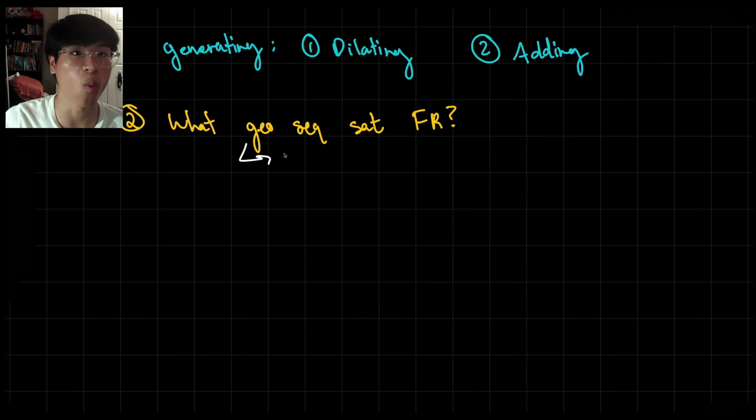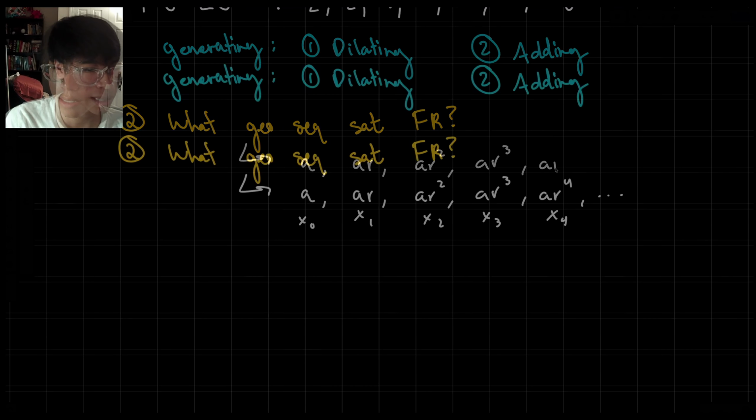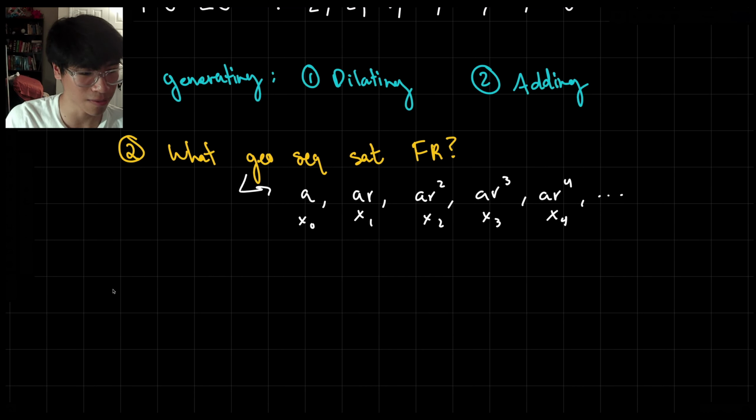First, we need to know what a geometric sequence is. A geometric sequence is a sequence of numbers that starts with some starting number a, and to get the next number, you multiply by common ratio r. So the second term would be ar, the third term would be ar squared, the fourth ar cubed, and so on. Now, if I want to satisfy the Fibonacci recurrence, I need to make sure that each term is the sum of the previous two terms.